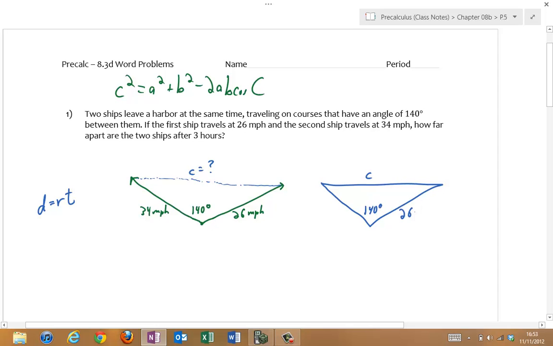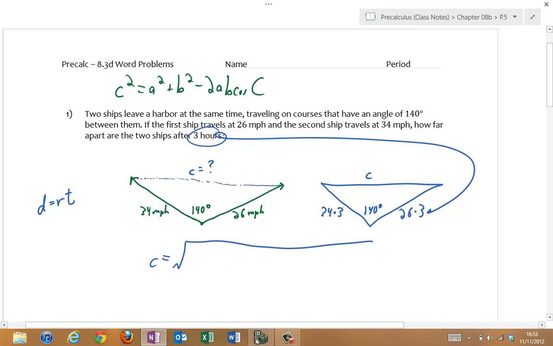I know that this will be 26 times 3, because for 3 hours this thing was traveling. 3 hours times 26 miles per hour should give me the number of miles. And then I know that this over here is 34 times 3. They both left at the same time, and we're taking the snapshot of what things look like at the same time. So, c squared equals a squared plus b squared minus 2ab cosine C. I'm going to do C is equal to the square root of 34 times 3 is 102, 102 squared plus 26 times 3 is 78, 78 squared minus 2 times 102 times 78 times the cosine of 140.